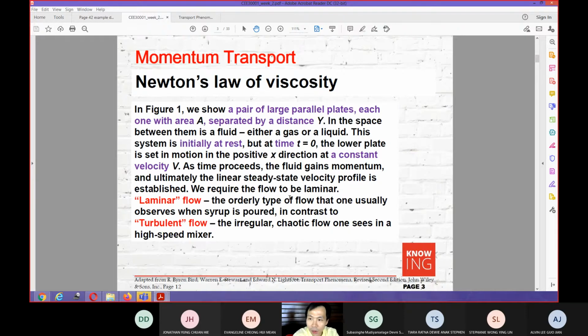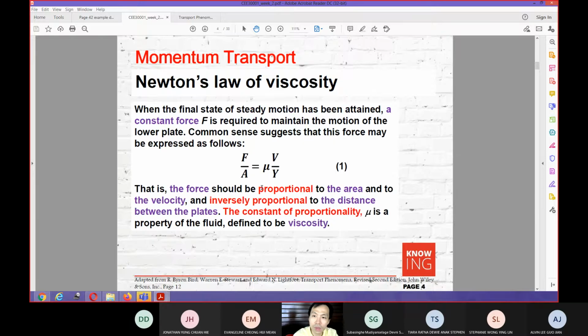I will not go into these things again. You know from fluid mechanics that there are two types of flow: laminar flow and turbulent flow. Laminar flow has a Reynolds number below 2100 and is associated with orderly flow. Turbulent flow is a chaotic flow that you normally see in a high-speed mixer.